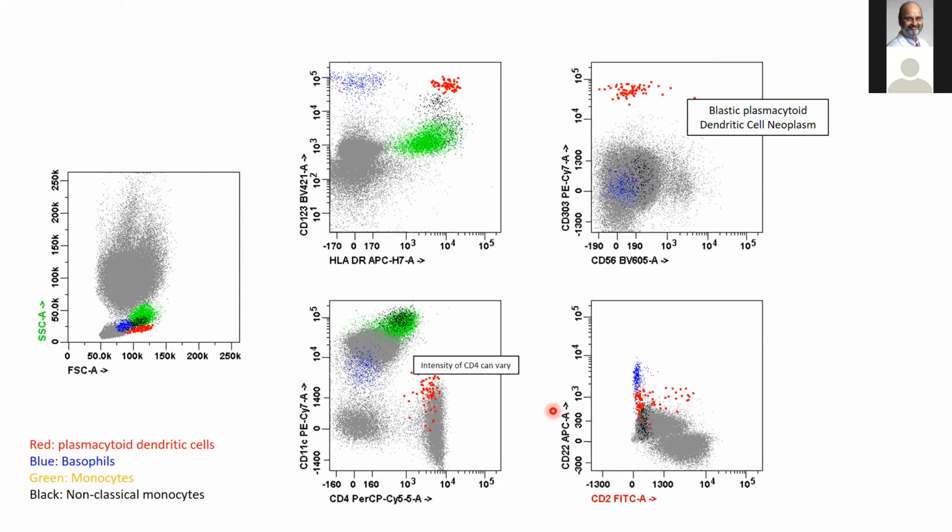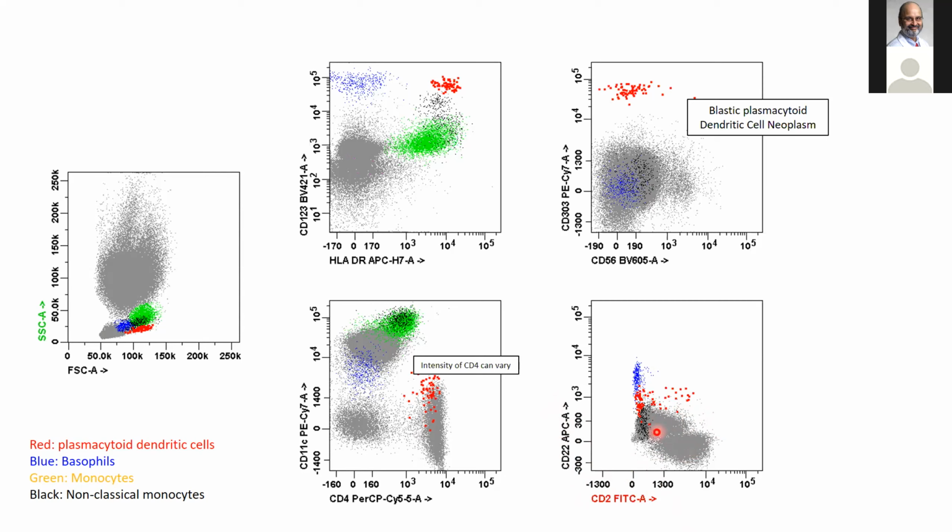Plasmacytoid dendritic cells are going to be CD3 negative, and they'll show expression of CD2. They can have a little bit of CD7, things like that. So you don't want to mistake those as an abnormal T cell population when what you're really dealing with are plasmacytoid dendritic cells. Now, CD22 is a very important marker for us, and I'll explain why on the next slide.